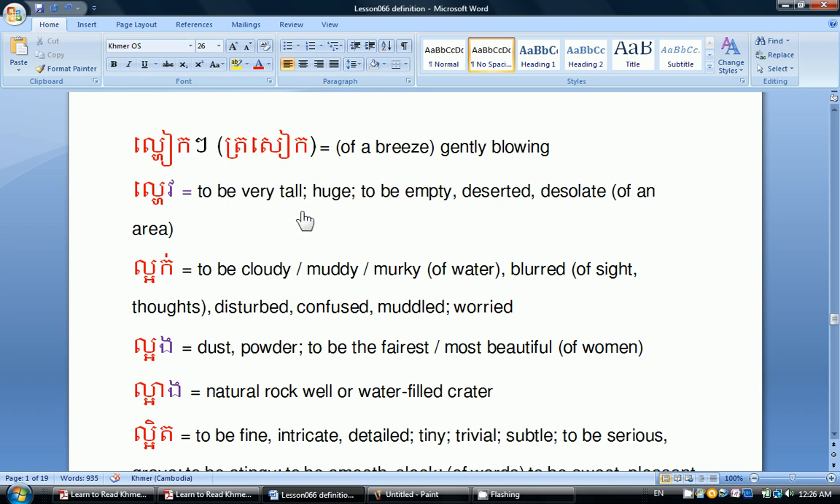Laheu means to be very tall, huge, to be empty, deserted, desolate of an area. La'ak means to be cloudy, muddy, murky of water, or blur of sights or thoughts, disturbed, confused, muddled, or worried. La'ong is a dust, powder, or to be the fairest or most beautiful of women. La'ang is a natural rock well or water-filled crater.